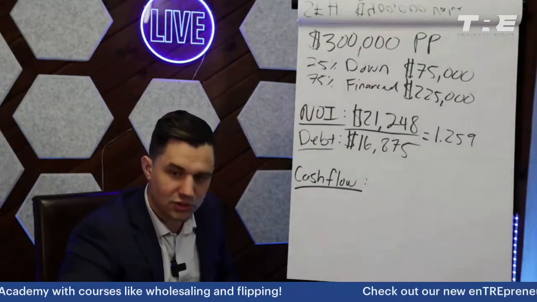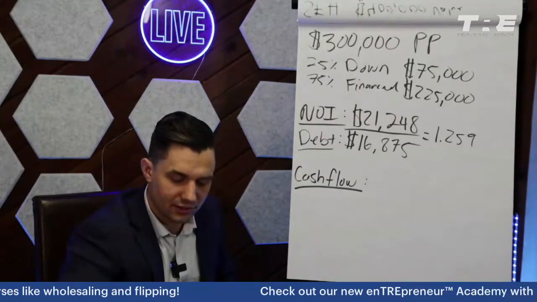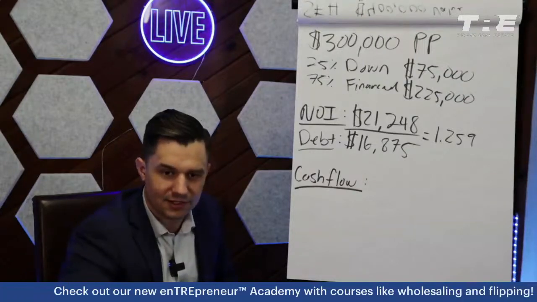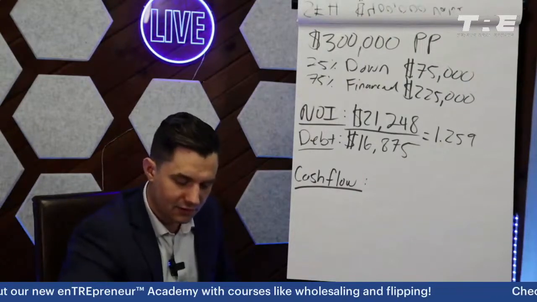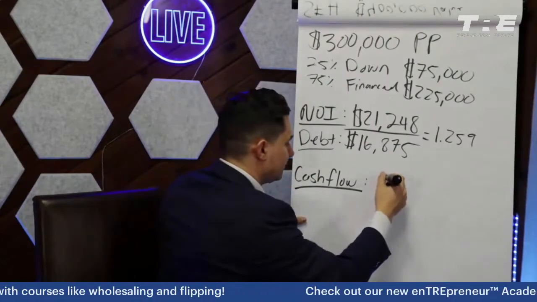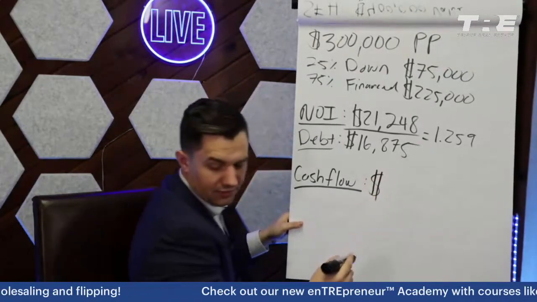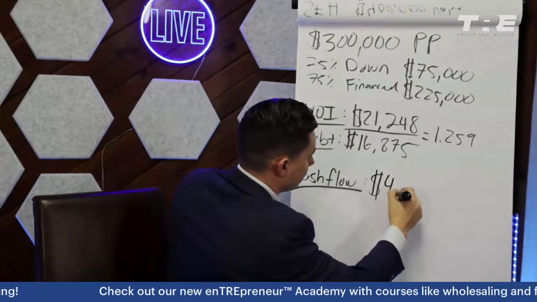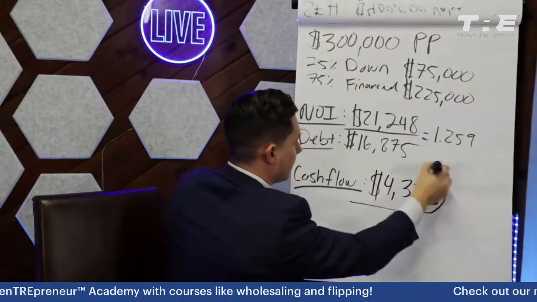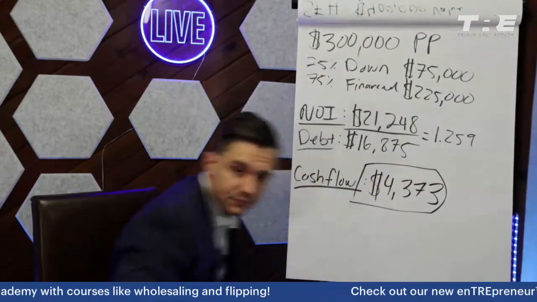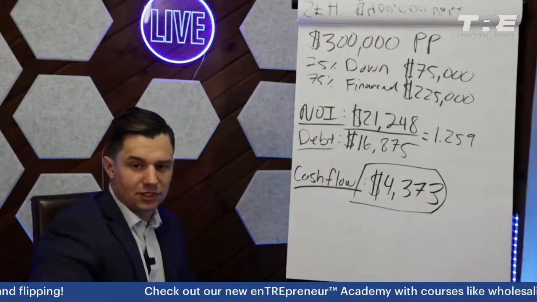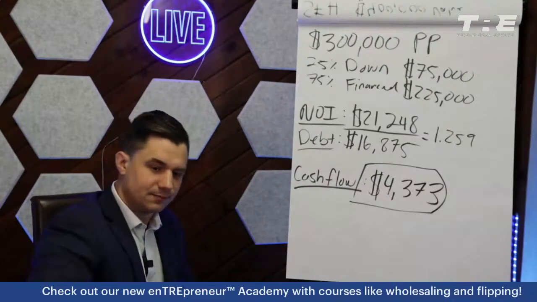All right, so your cash flow is going to be the difference between your NOI and your debt. So 21,248 minus 16,875 gives you annual cash flow of how much? Cash flow would be roughly 5,000. Yeah, roughly. All right. So let's figure out our cash on cash return.